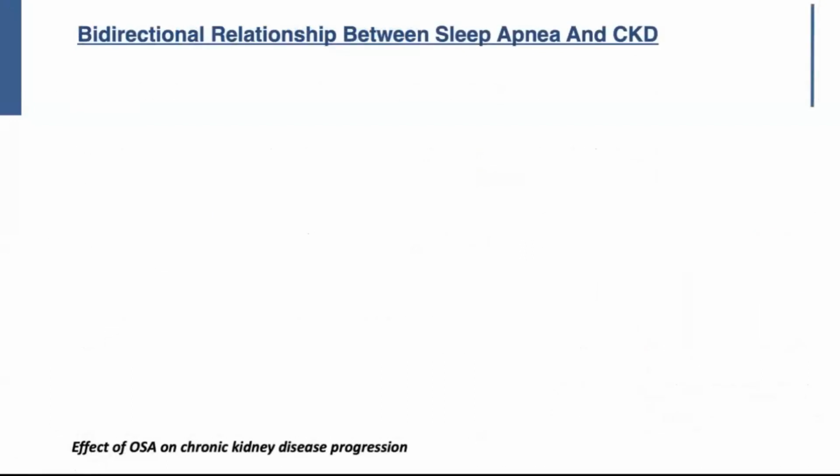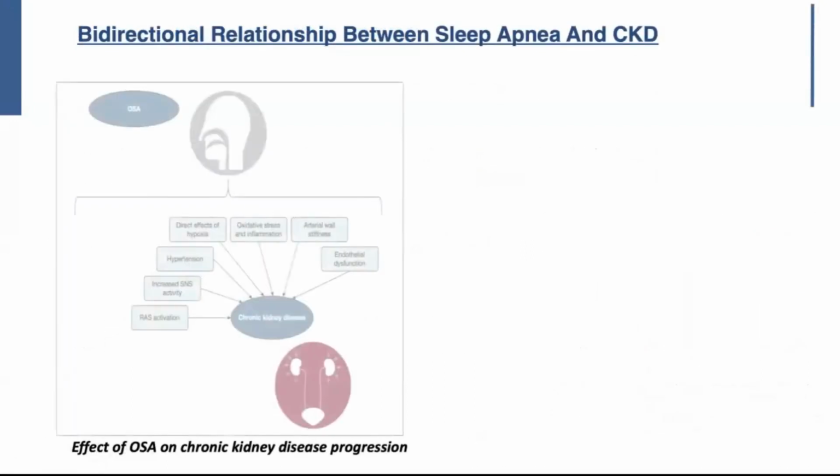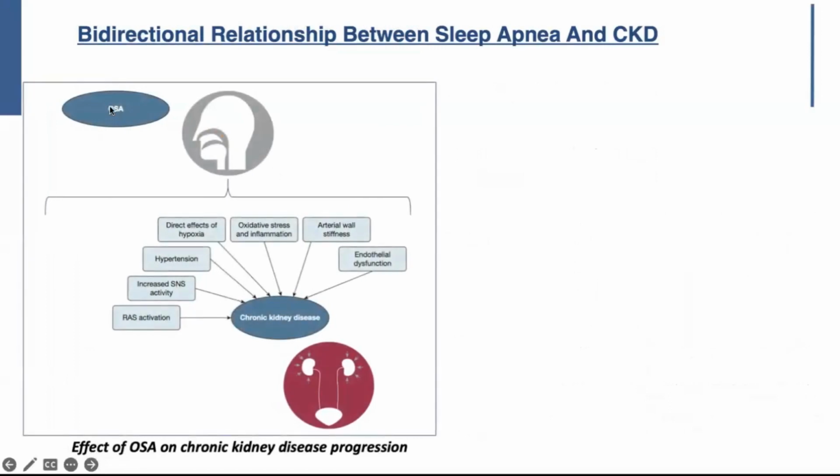Now, the bidirectional relation between sleep apnea and CKD. Here we can see that OSA, the commonly encountered sleep-related breathing disorder, through the effects of hypoxia due to airway collapse during sleep, and the other effects that we have previously seen, like hypertension, increased sympathetic nervous activity during sleep, and other pathophysiological mechanisms, ultimately leads to CKD.